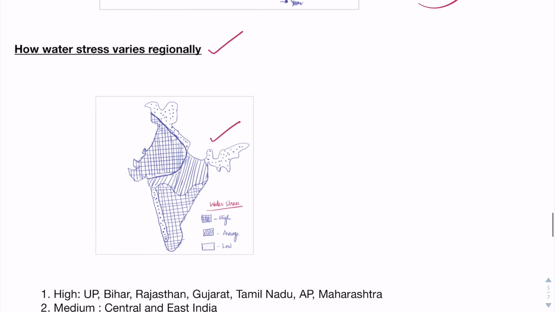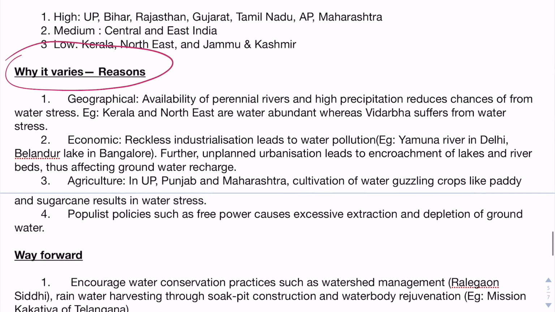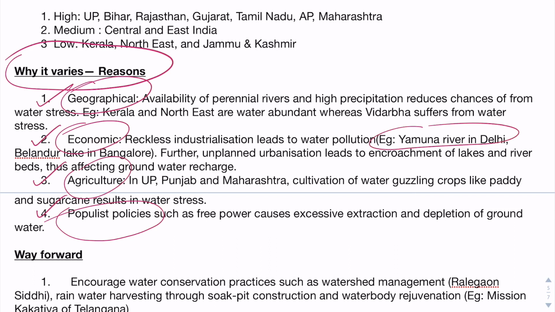Then you move on to the third part of the question, why it varies, that is the reasons. Here you discuss various reasons across multiple dimensions, that is geographical, economic, agriculture and government policy, along with examples such as Yamuna River in Delhi, Bellandur Lake in Bangalore, to make your point.